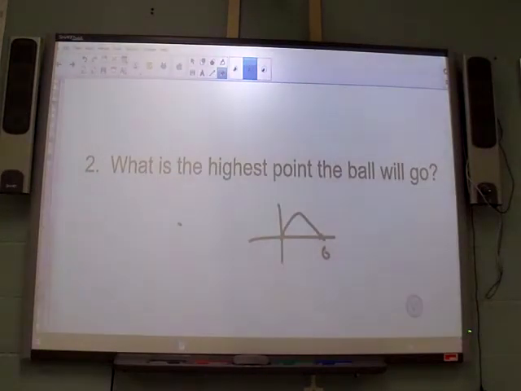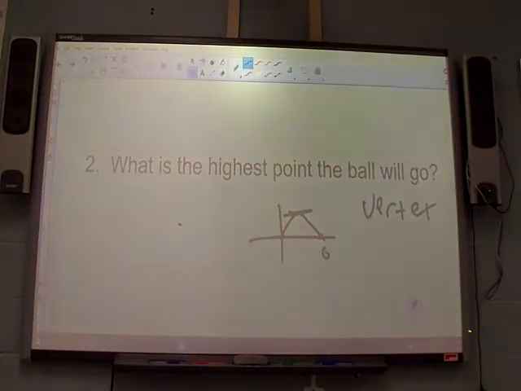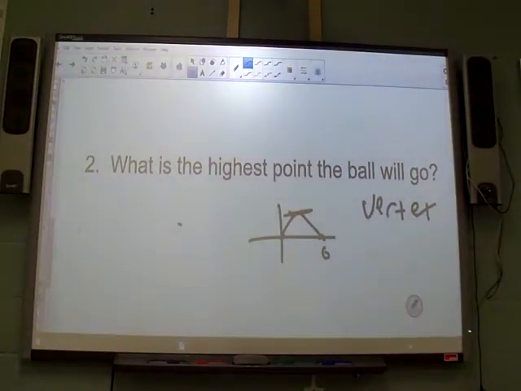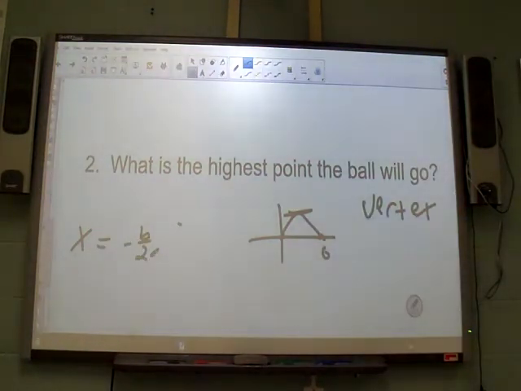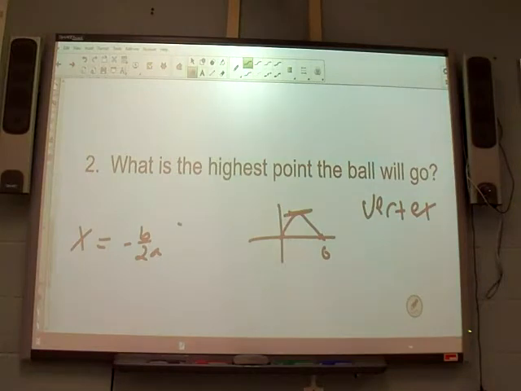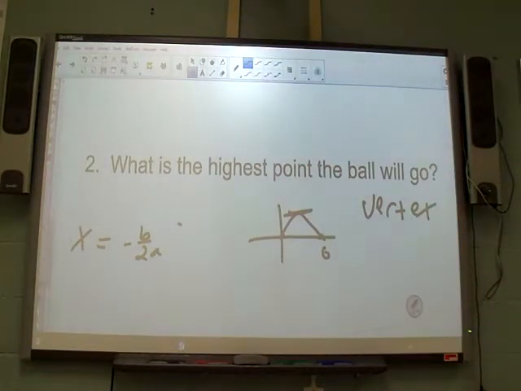So what's the highest point that ball will go? What we're looking for there would be the y value of the vertex. That would be the highest point that it goes. And we did this earlier in the year. You can get the x of the vertex by using negative b over 2a. So that'll tell us how long it took for it to get to its highest. So let's go ahead and start with that.